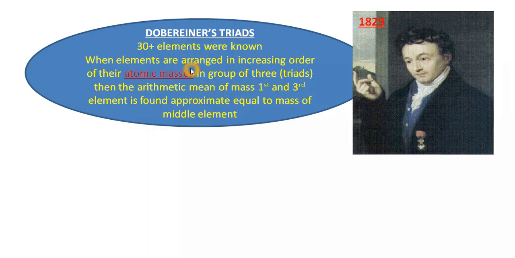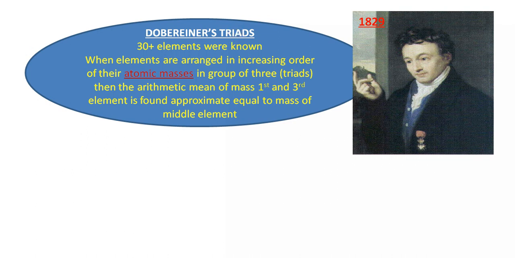See, in earlier attempts, elements were classified on the basis of their properties. And all the elements having similar properties were put in one group, and that was called a family. Now, in the year 1829, this German chemist Dobereiner observed that certain elements had similar properties, and he could put them together in groups. And those groups were called triads. What is this triad? Triad means three. It means a group of three elements.